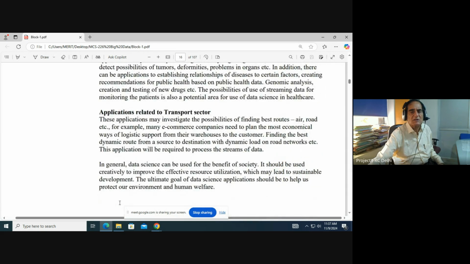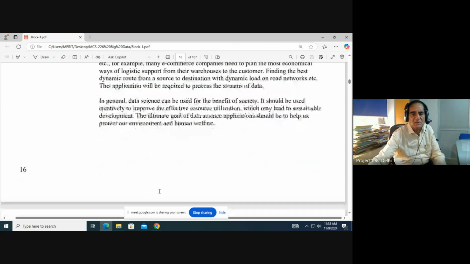Applications related to the transport sector. These applications offer the possibility of finding the best route. As I told you, air route, this route, which route would you prefer. For example, going from Delhi to New York, which route should you take? Should you go by east or by west, but the route you should take is the one which is cheaper, more economical, less time-taking. So all these things are important. So in general, data science can be used for the benefit of society.